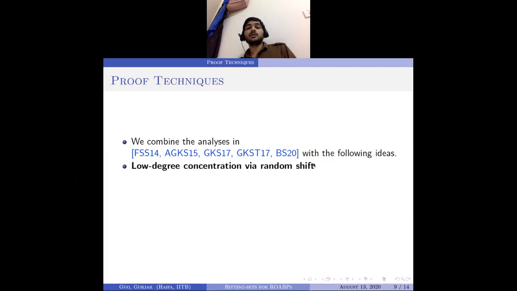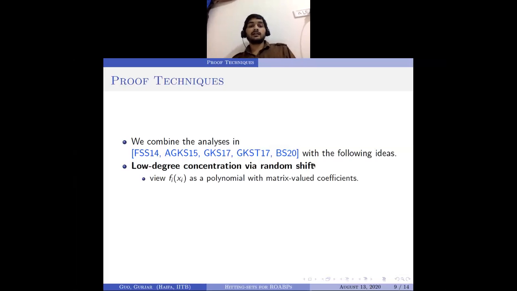First is low degree concentration via random shift. So what does this mean? If you go back to ROABPs, we have F_i, which are matrices in a single variable x_i. These can also be viewed as polynomials with matrix valued coefficients. In other words, it's a polynomial over a matrix algebra. When you see it as a polynomial over this algebra, the coefficients come from this vector space of R cross R dimension.